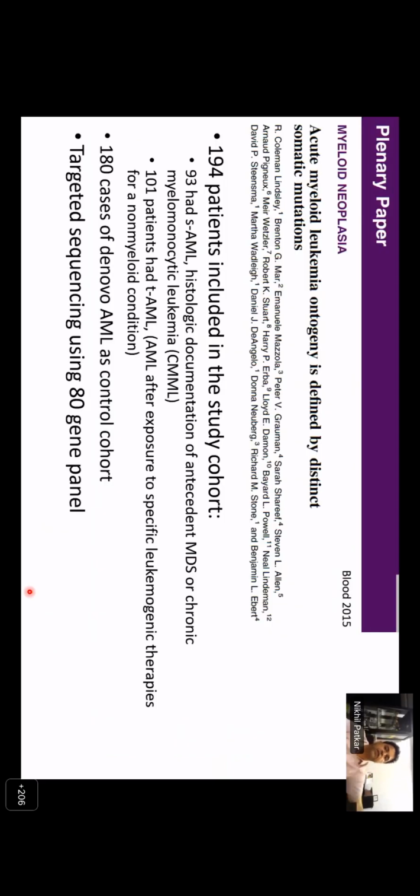So let us look at a seminal paper. This was published in Blood in 2015, which looked at 194 patients, out of which 93 had gold standard secondary AML. So this is a very well characterized cohort where they had histopathological documentation of either MDS or chronic myelomonocytic leukemia. They followed these patients until they had secondary AML, and they studied the genomics of these patients. They had 101 patients of therapy-related AML, that means patients who had a history of cancer chemotherapy, and 180 patients of otherwise de novo AML. And they looked at the genomics of those patients.